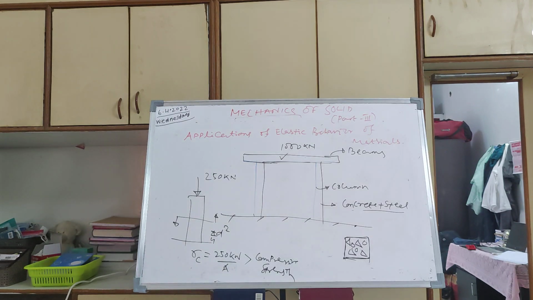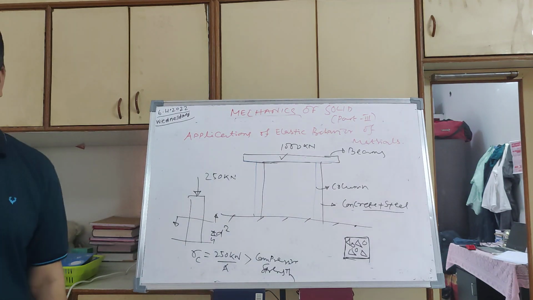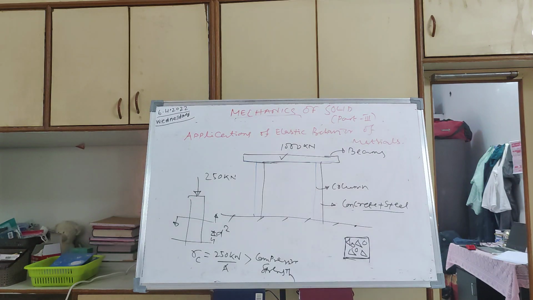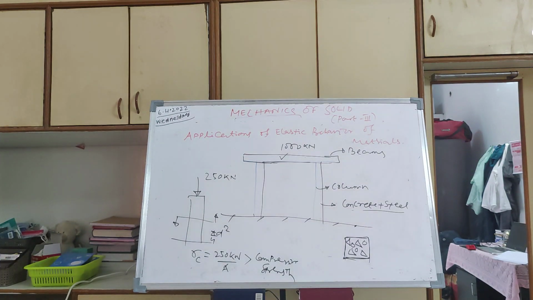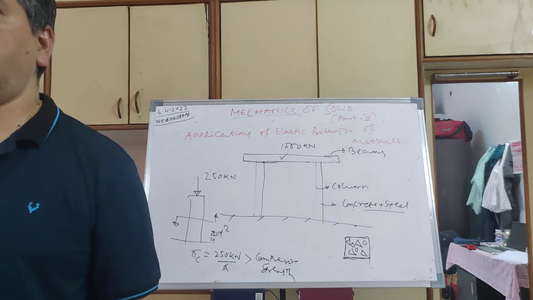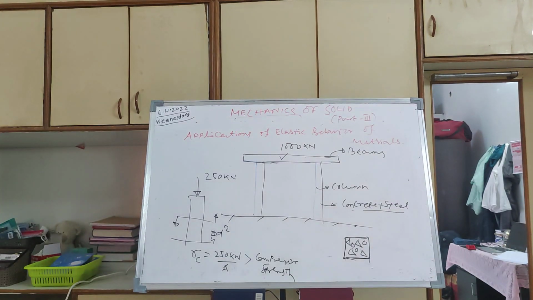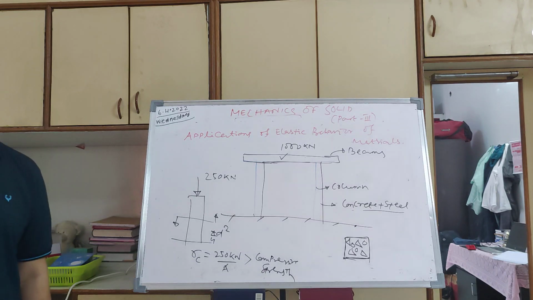The similar principle is being used for composite materials. You will have resins and some fibers. You might have seen that nowadays a lot of composite materials are being used, where the strength of the fiber is much higher than that of the resin or the binding material.